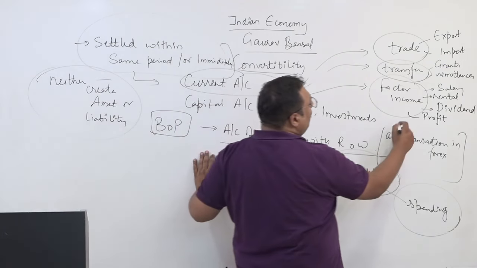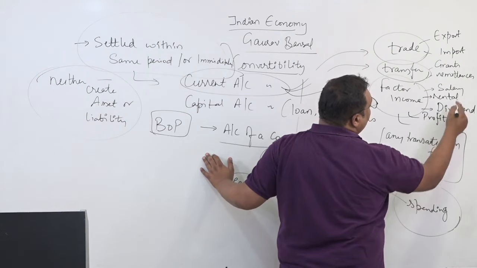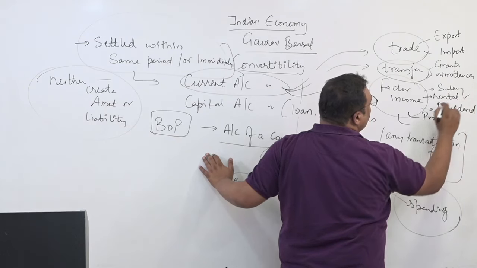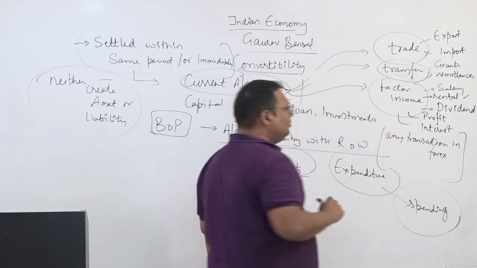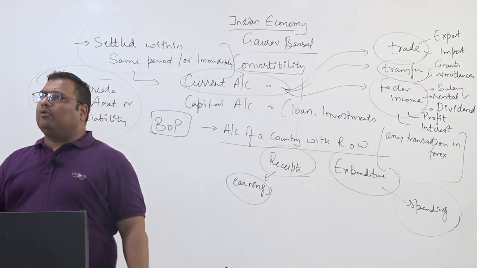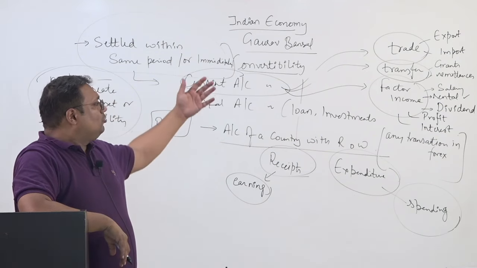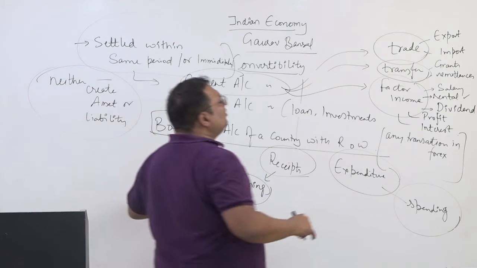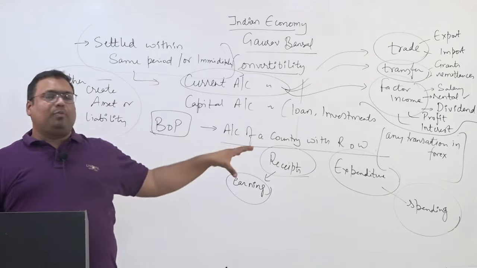Similarly, I can also earn rent. Okay, sorry, rental I have already included, my bad. So I can also earn interest from abroad. I can buy foreign bonds, American bonds, European bonds, and in exchange those governments will pay me interest. So anybody can receive so many different types of factor income. So these are also part of current account.